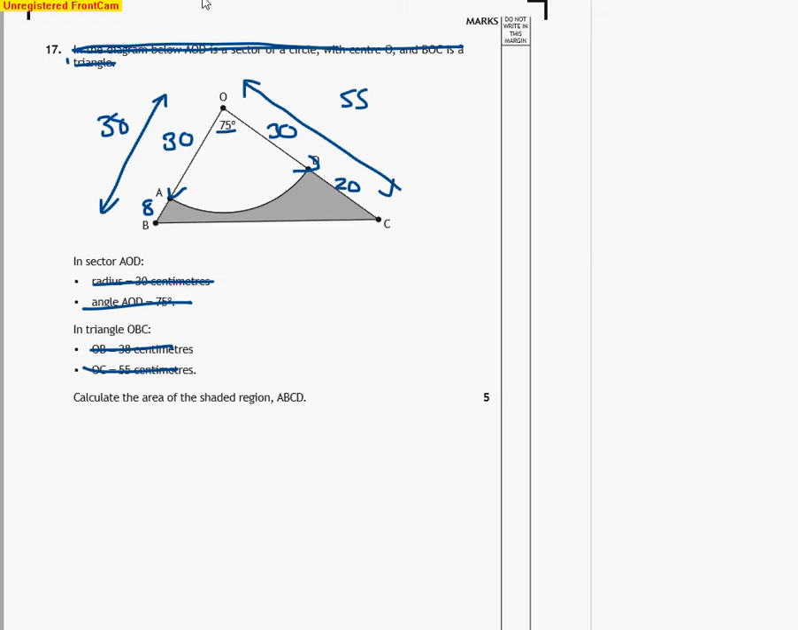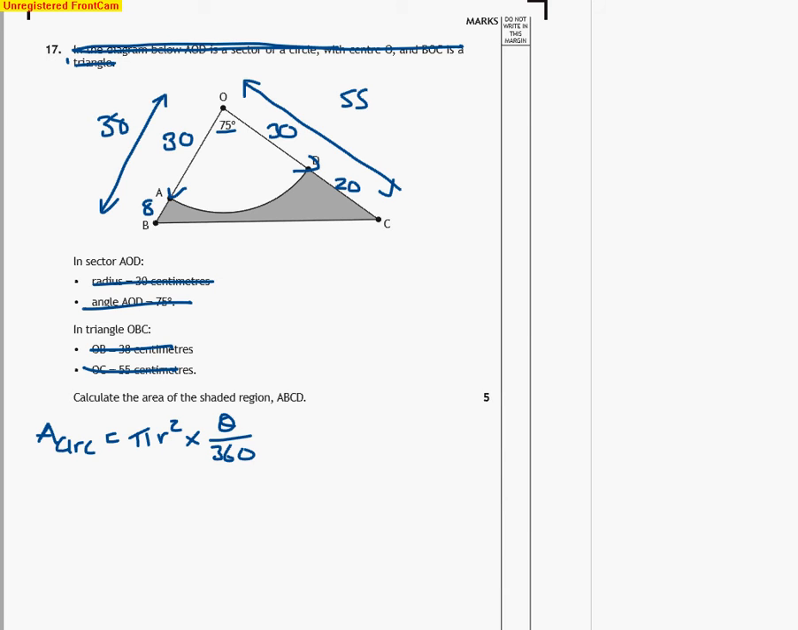Calculate the area of the shaded region. It sounds to me like there's going to be two areas to work out: the area of the triangle minus the area of the sector. So let's do the area of the sector first, shall we? The area is going to be pi r squared times theta divided by 360. It's a standard equation. It's not given to us, unfortunately. But that shouldn't be difficult. Just double check, I don't think it's given to us.